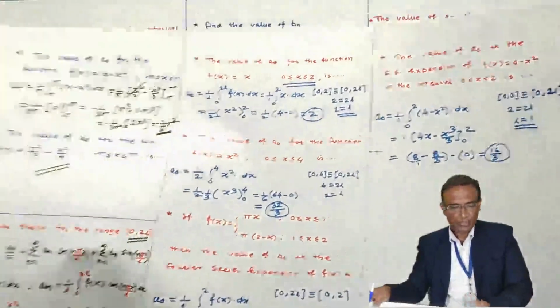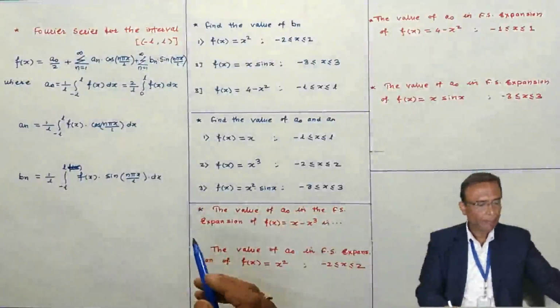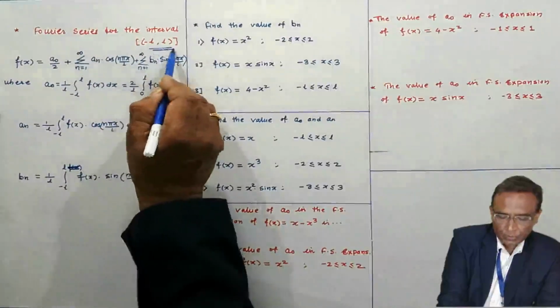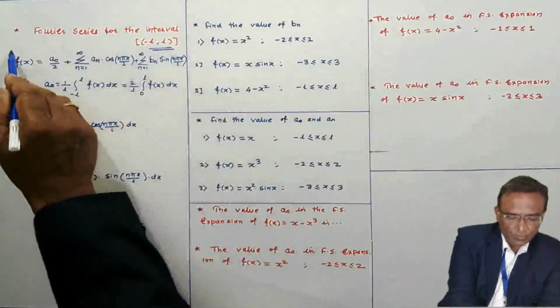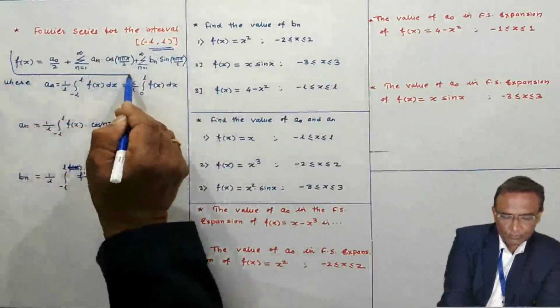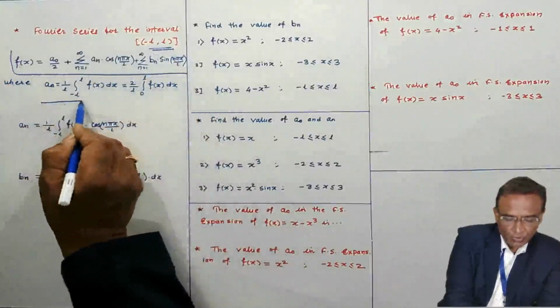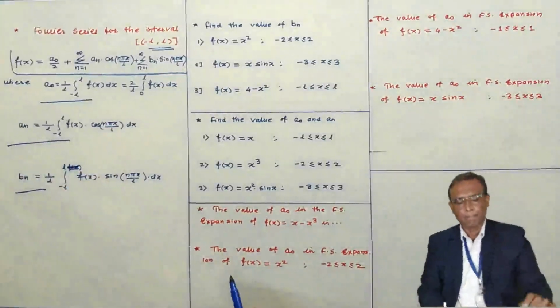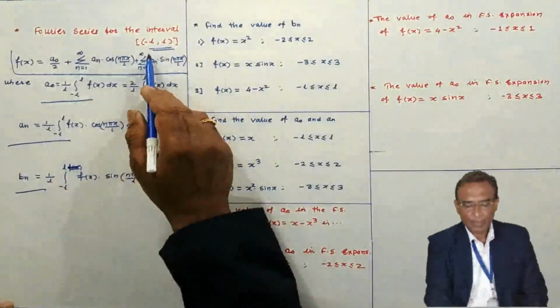Now, very quickly, next. Fourier series for minus L to L. The formula is same. See, this is the formula. This is the value of a0, this is the value of an, this is the value of bn. Okay, just like for minus pi to pi.